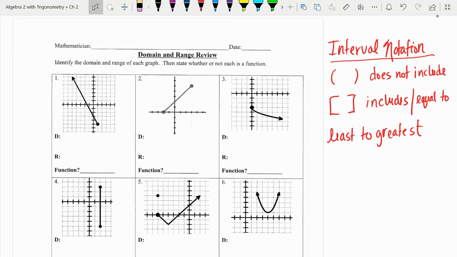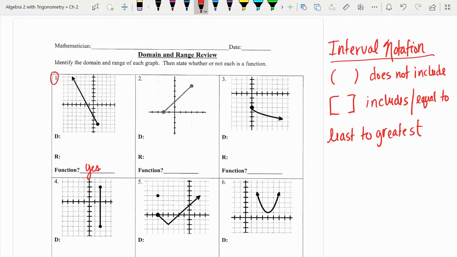All right, one problem I'm going to do is number 1. So not only do we have to state the domain and range, we're also going to answer if it's a function. So number 1 is a function. It would pass the vertical line test. If I drew vertical lines, they would only touch once.